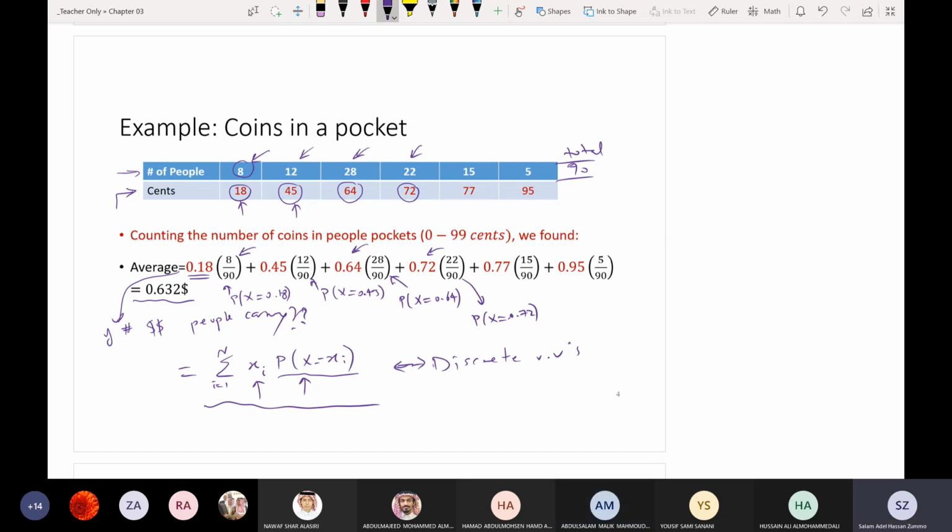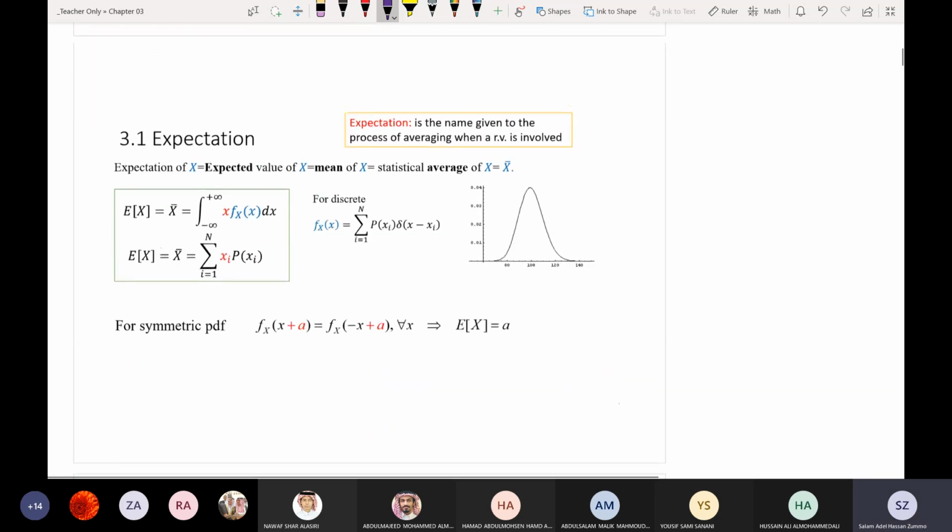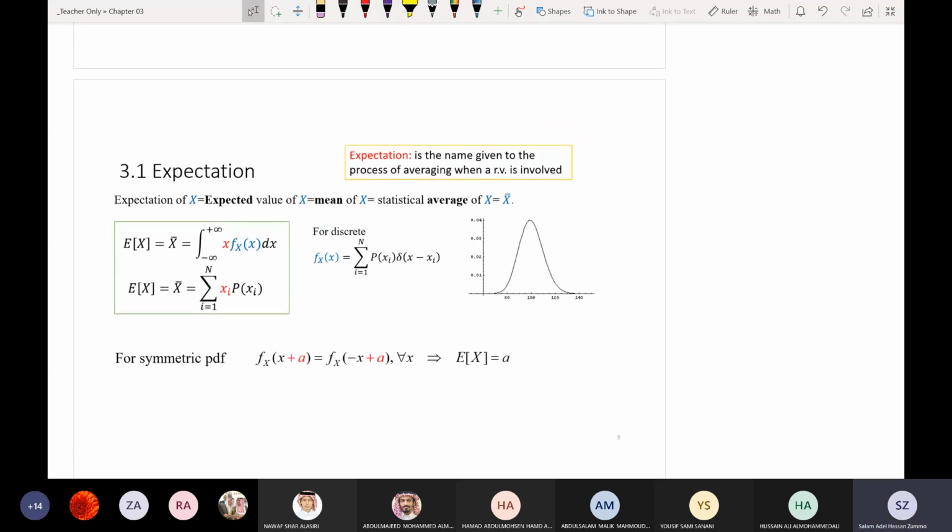But now this average has many different names. It is called expectation of x. It is called expected value of x. It is called mean of x. It is called statistical average of x. All these mean the same thing, the average of x of a random variable.